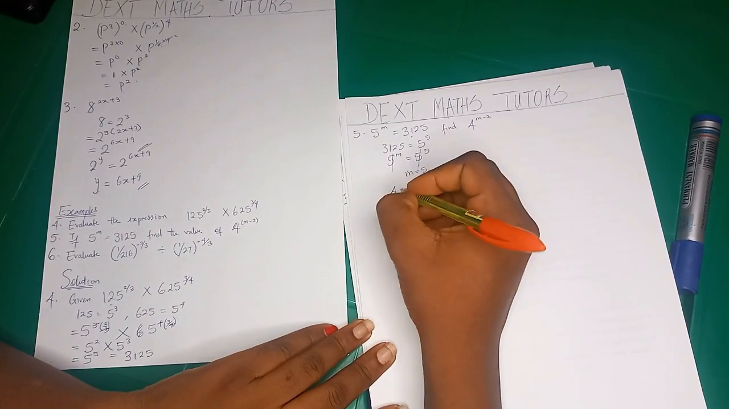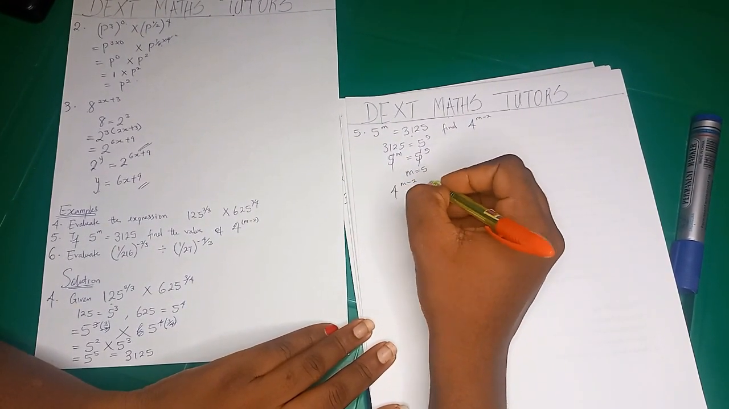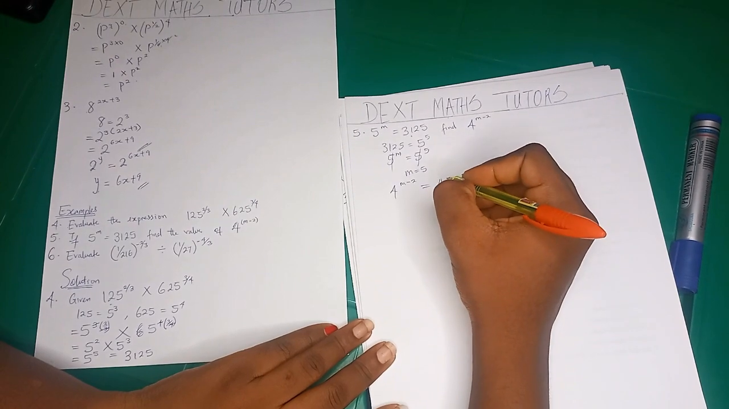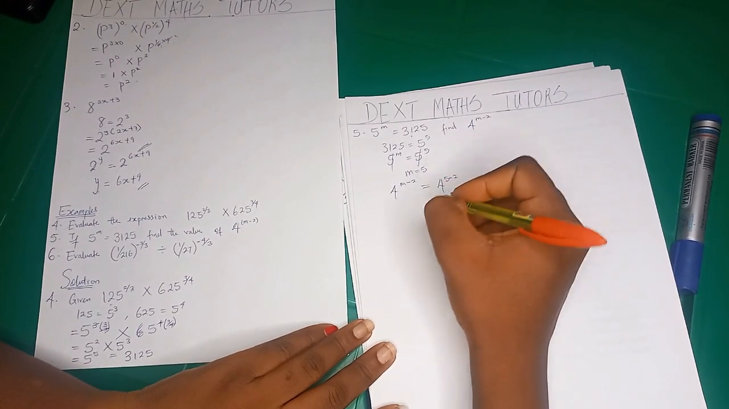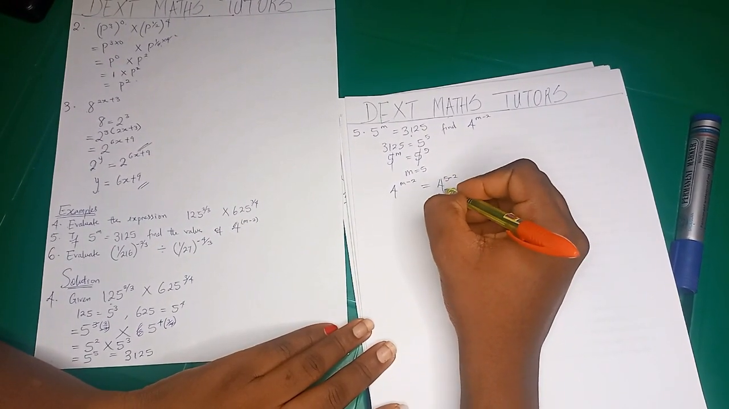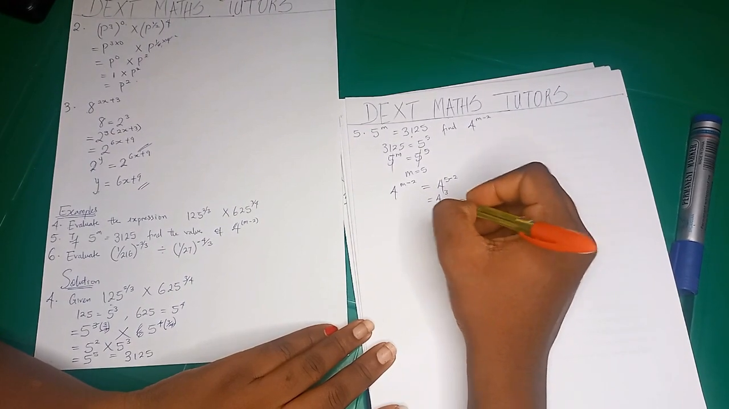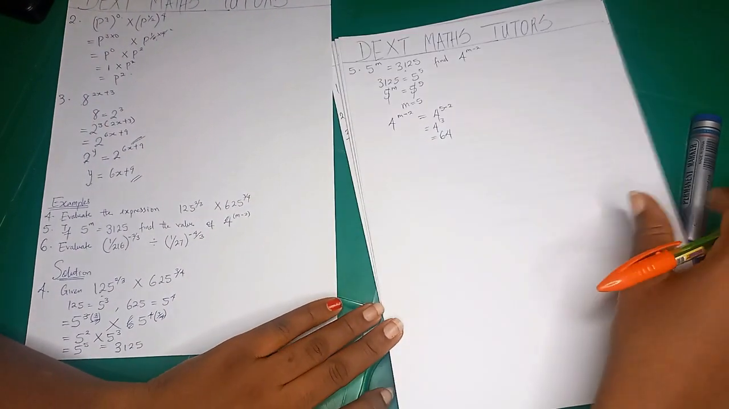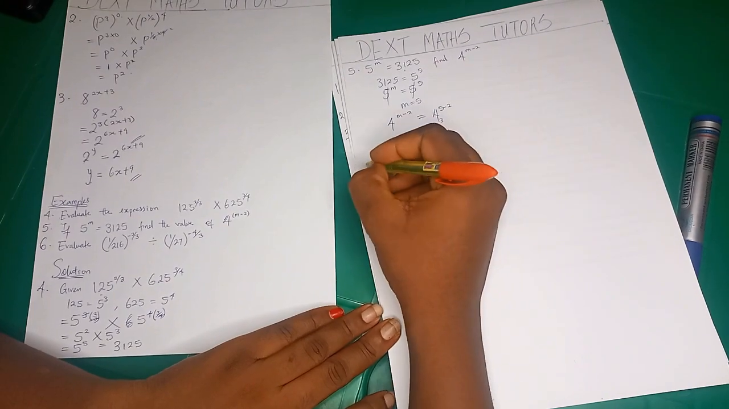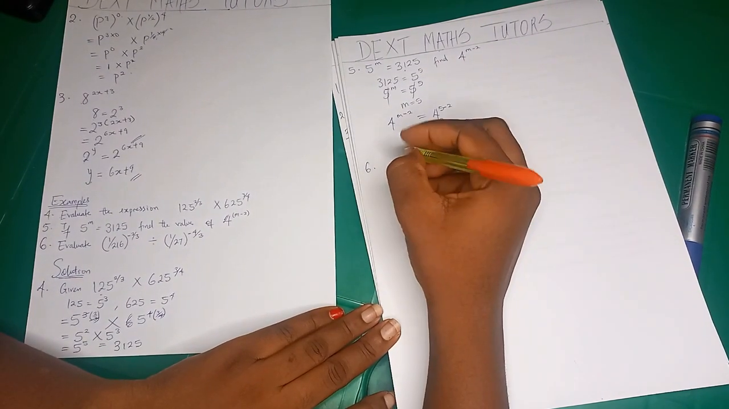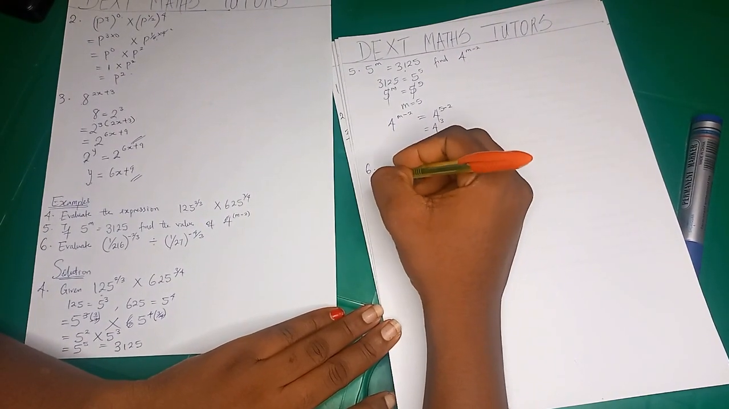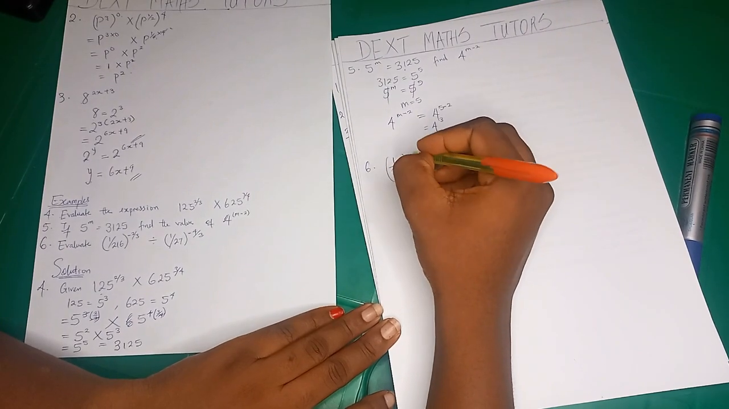This is what we were asked to find. We write again 4 raised to the power of m minus 2 now equals 4 raised to the power 5 minus 2. So we have 4 raised to the power of 3, which is the same thing as 64. Is this simple enough? Yes, it is. Is it clear? Is it accurate? Yes. All right.